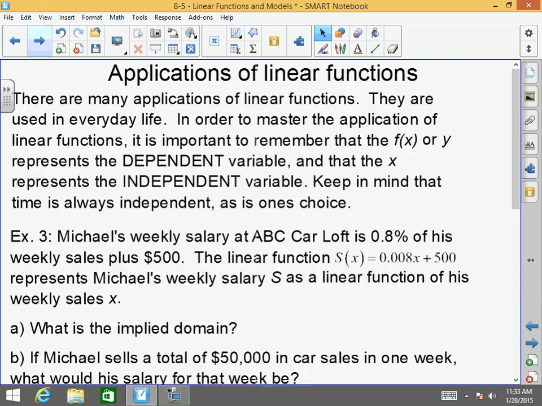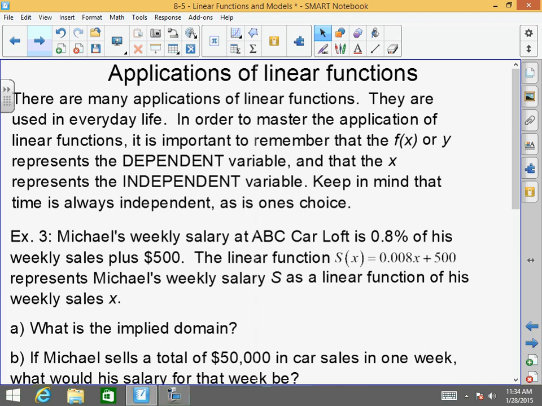And now, the fun part, the application of linear functions. There are many applications of linear functions, okay, guys? They're used in everyday life. A lot of business applications. When you're having fun, a lot of applications for that. When you're buying things, when you're selling things, sometimes doing taxes. There's a lot of applications for linear functions.